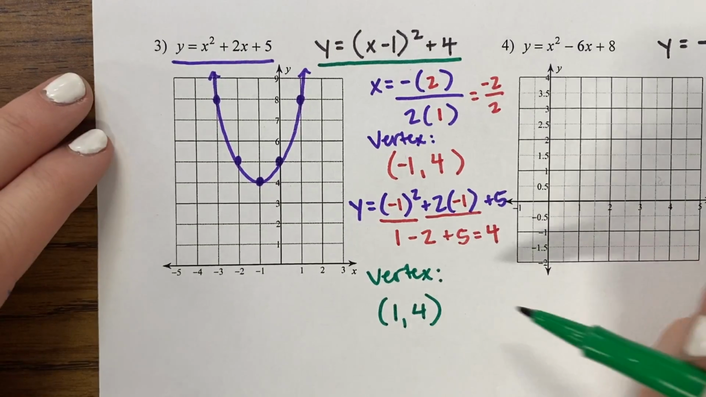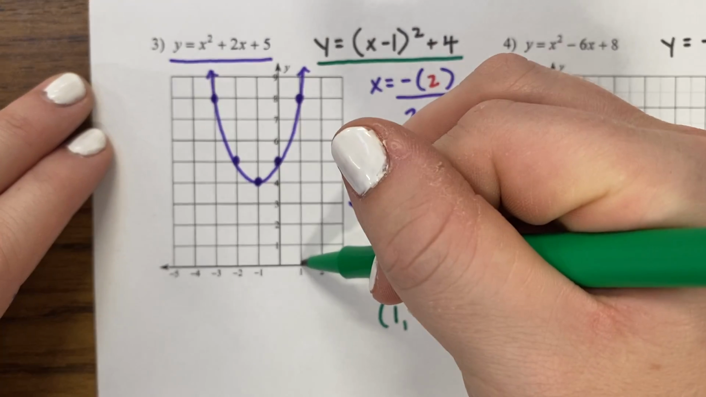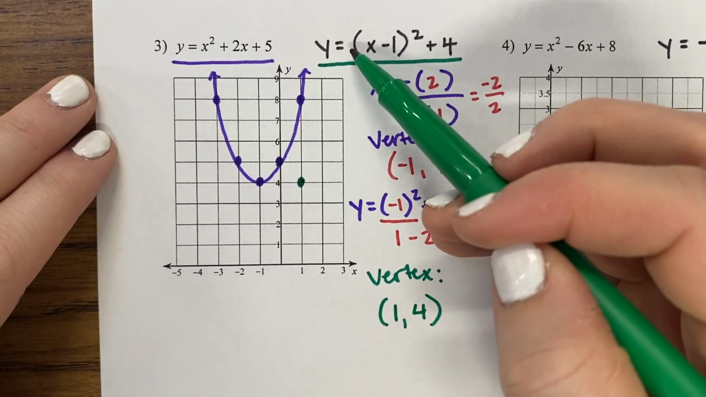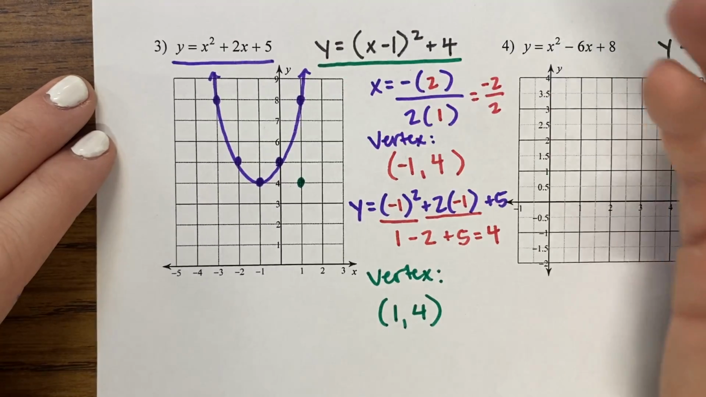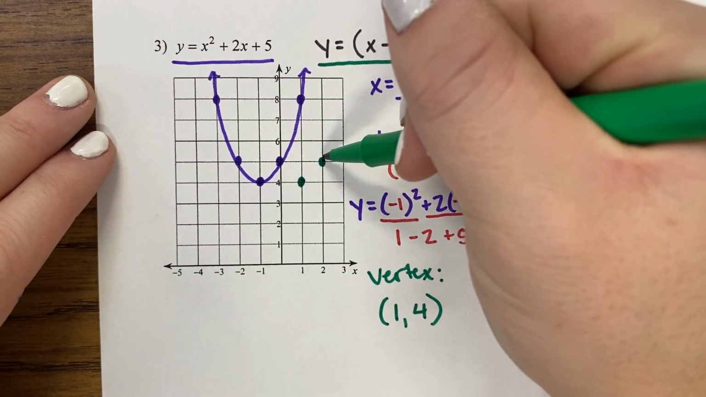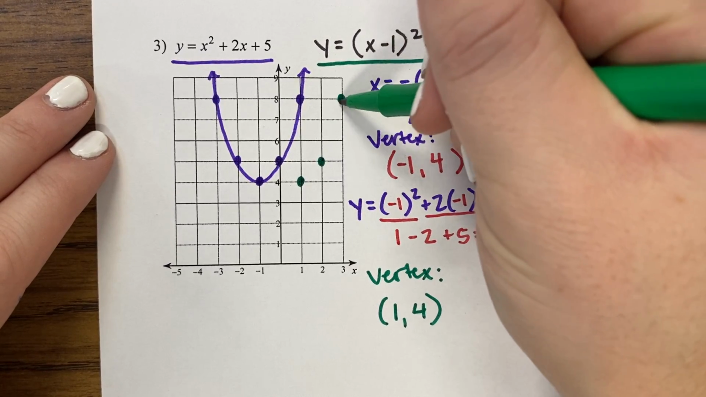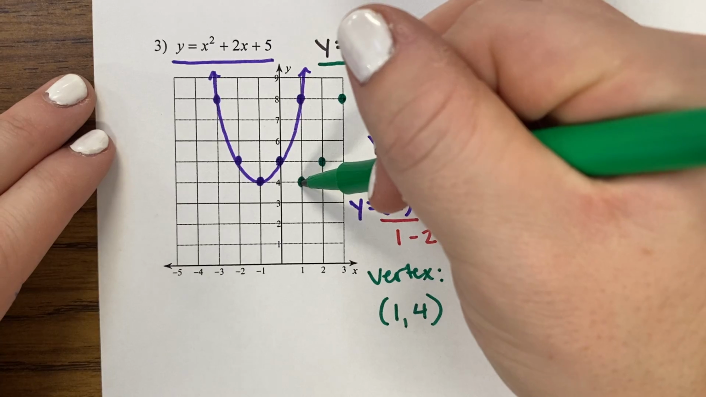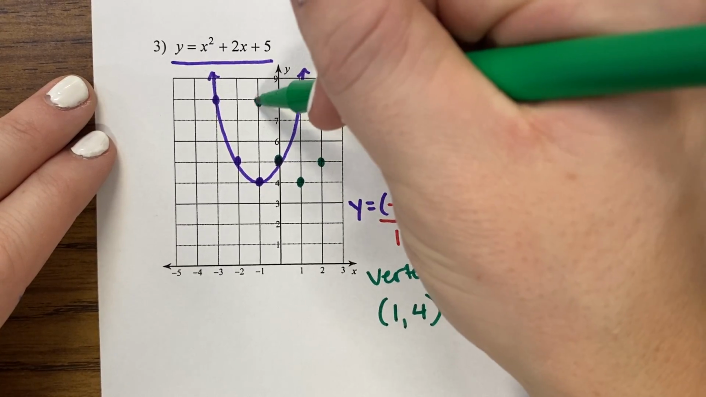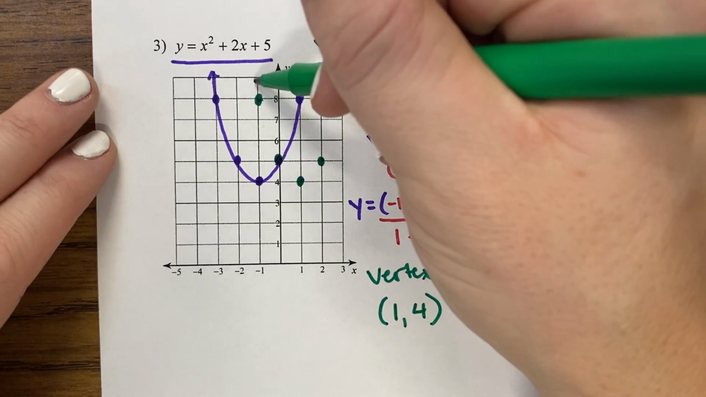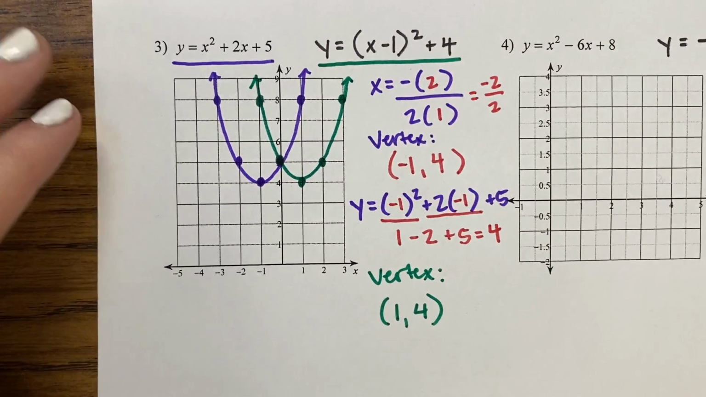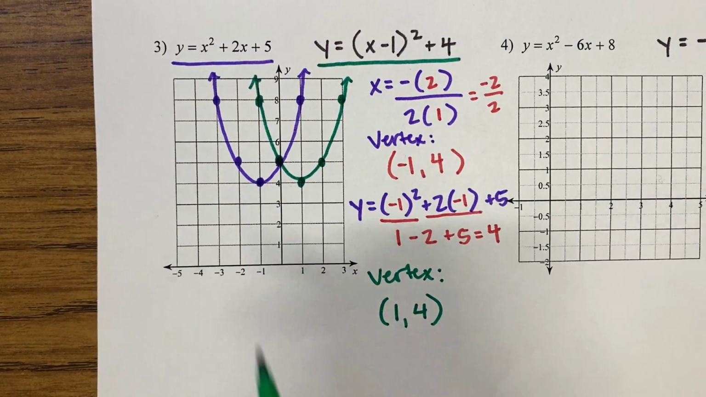So now I can put this vertex on my graph. I have 1, up 4. There's my vertex. And there's no negative in front here, so he's also going up 1. So up 1 over 1, and then up 3: 1, 2, 3 over 1. Same thing on the other side, up 1 over 1 and up 1, 2, 3 over 1. And there is our green guy, kind of like right next to each other.